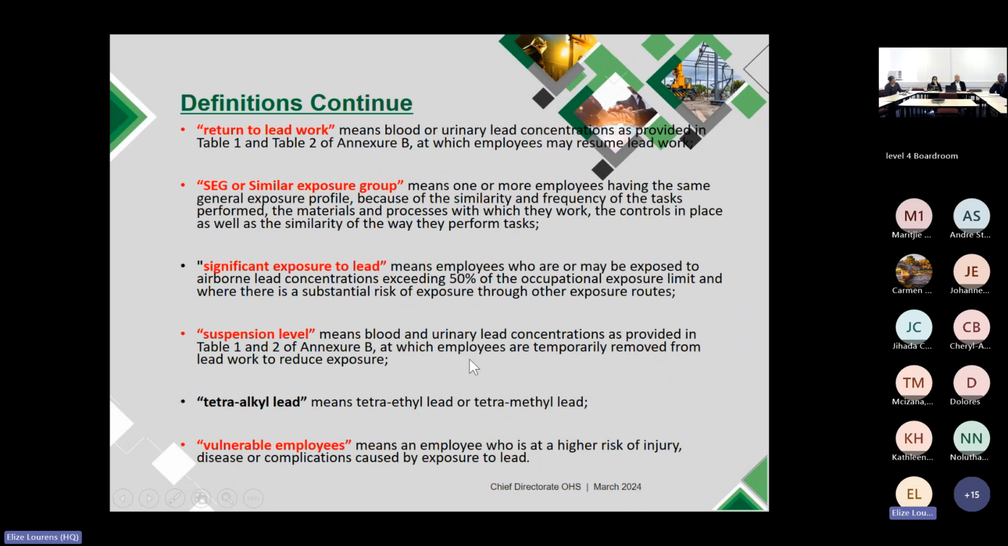Return to work means blood or urinary lead concentrations as provided in Annex B, at which employees may resume lead work. This is just an update and a little bit of a different format to what we have in the current or the old lead regulations, but there is still the use of removing temporary employees from lead exposure for a specific period. Now, the next definition, for a SEG or similar exposure group, has a major impact on the approach that the occupational hygienist will take in future, and it impacts on the sampling strategy that they will employ.